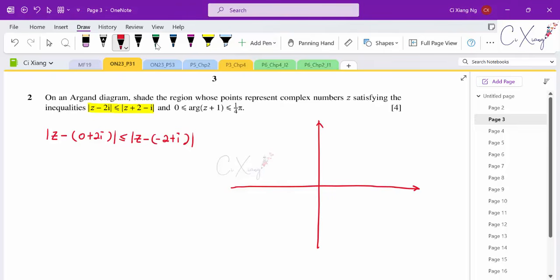So maybe we need to do a little bit of drawing. Make sure that the ratio for the x-axis and the ratio for the y-axis are the same, and try to draw it as accurately as possible so that your graph doesn't look very weird. Alright, then let me label it first.